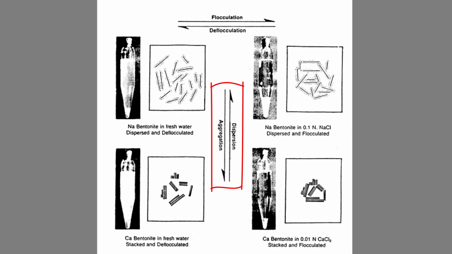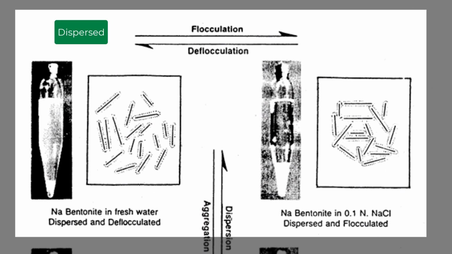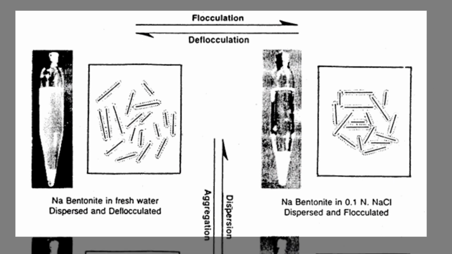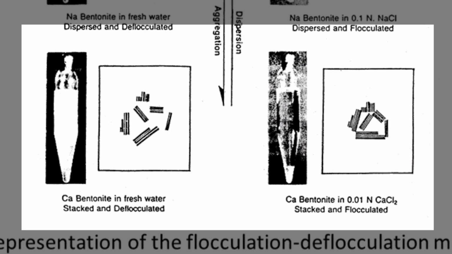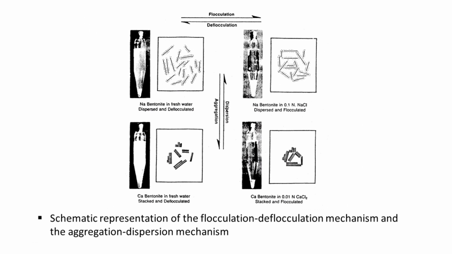Aggregation and dispersion describe whether the thin sheets have combined to form thicker sheets. The top row shows two dispersed systems where the clay particles remain as thin sheets, whereas the bottom row shows aggregated systems where the particles have combined to form thicker sheets. However, aggregation and dispersion do not describe whether the sheets attract or repel each other. The type of the cation present dictates whether a system is dispersed or aggregated.